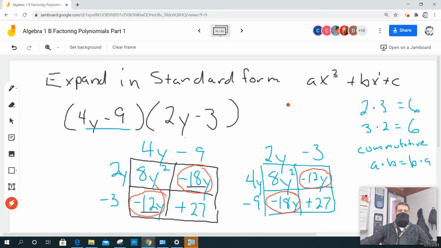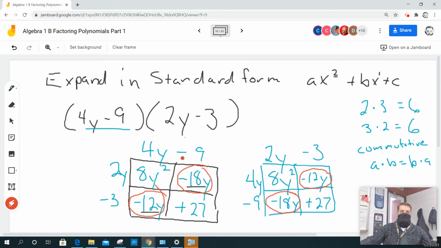Well, they want to know, there's two things. One is I'm just going to multiply it out. So I'm just going to write 4y minus 9 here on the grid, and then I'm going to write out 2y minus 3 here on the grid. And I just multiply. 2 times 4 equals 8. Y times y equals y squared. So that becomes 8y squared.